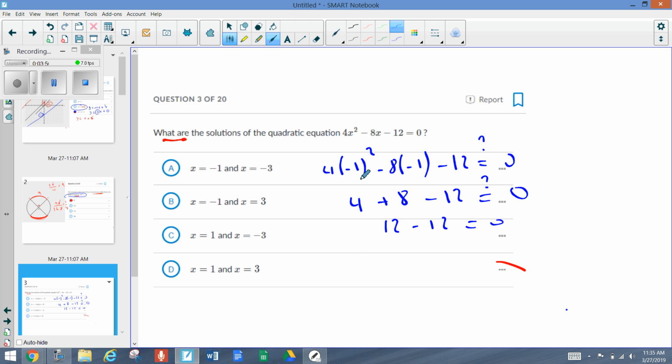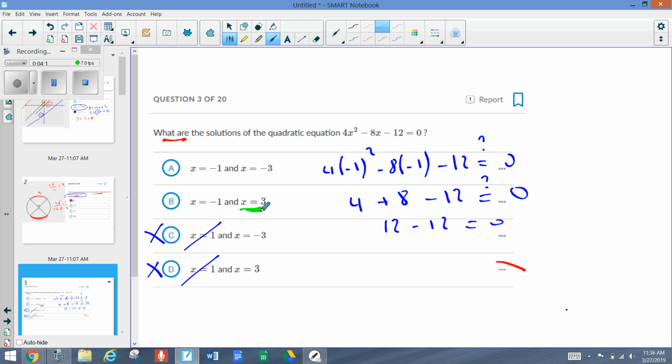That means, what did I plug in? I plugged in -1, so these are not right answers. Let's say if time is almost up, you'll just guess one of them, either one. Now, we'll just try 3 or -3. Which one should we try? The easy one. Try the easy number.